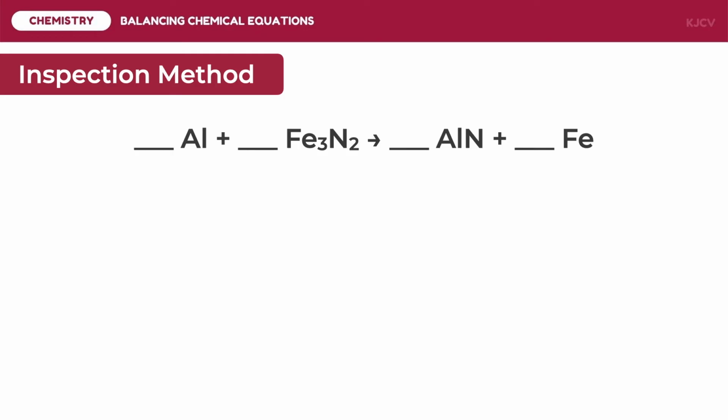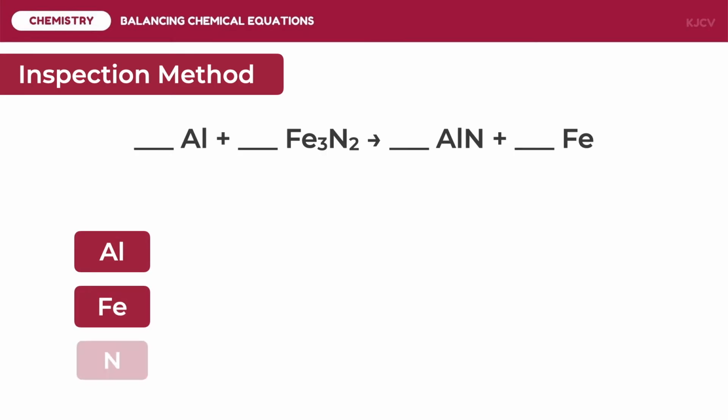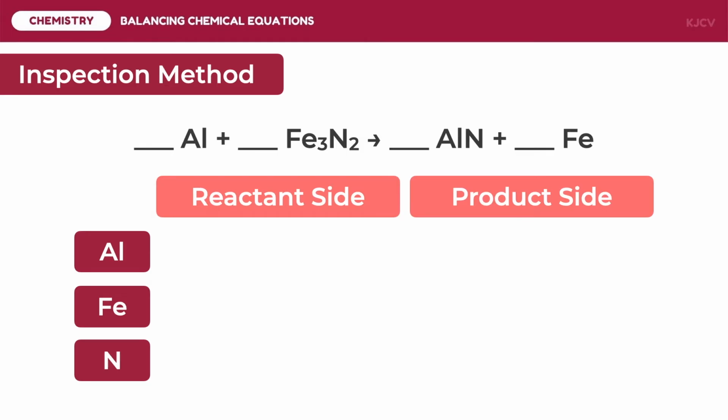Let us balance this reaction by the inspection method. Here we have aluminum reacts with iron(II) nitride to form aluminum nitride and iron. The first step in the inspection method is to list down all elements present in the reaction. These are aluminum, iron, and nitrogen. We are then going to compare the number of atoms in both the reactant and product side.